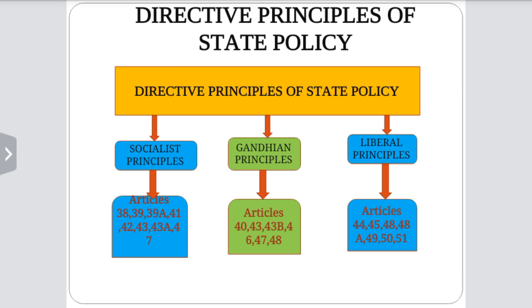Socialist principle consists of Article 38, 39, 39A, 41, 42, 43, 43A, 47. And Gandhian principle consists of Article 40, 43, 43B, 46, 47, 48. Liberal principles consist of 44, 45, 48, 48A, 49, 50 and 51. Now let us see these articles in detail.